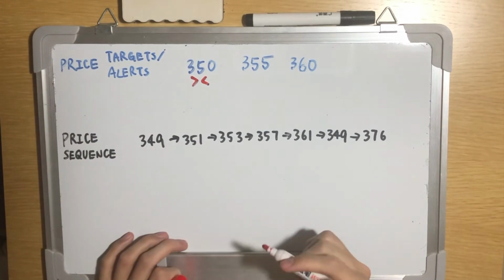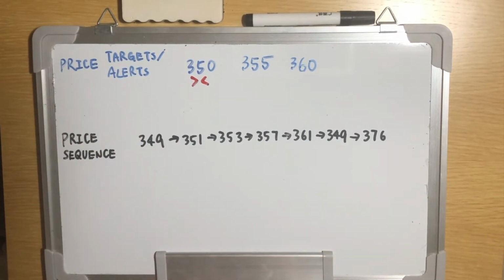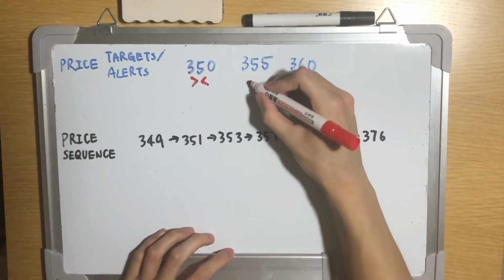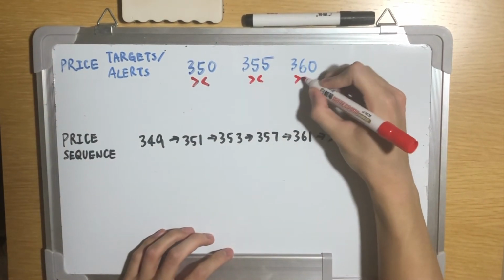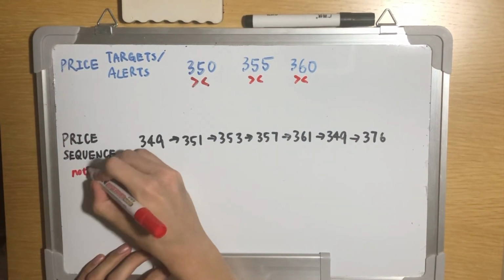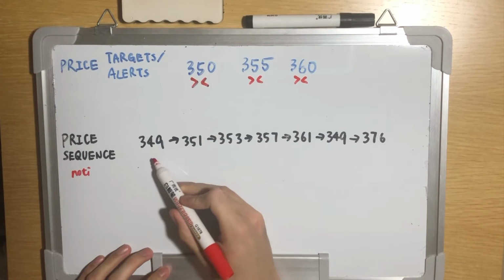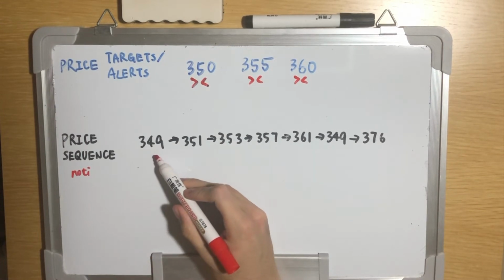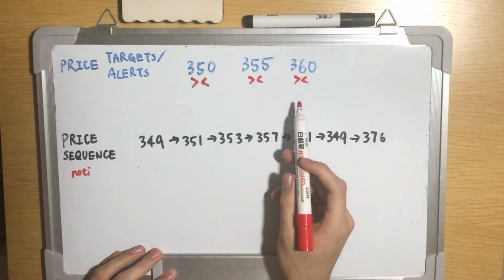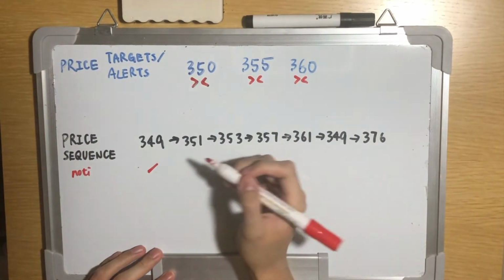But that may be a messy thought, because if we have all the if else statements for all the price targets, then let's see what will happen. So let's see the notification. The first one, 349, doesn't come even close to the price alert, so it won't be sending any notification.